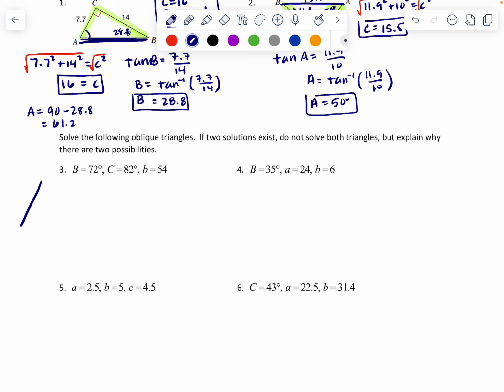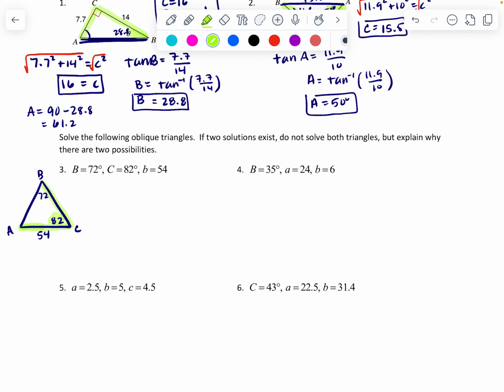Okay, so let's look at number 3. And I'm going to try to do this right here. I know they don't give you a lot of room here. So you have triangle ABC. It says B is 72, C is 82, and then little b is 54. Okay, so what have I got here? Let's see what kind of triangle I have. I have a side, then an angle, and another side, so this is not ASS, which means they do expect me to solve the whole triangle.